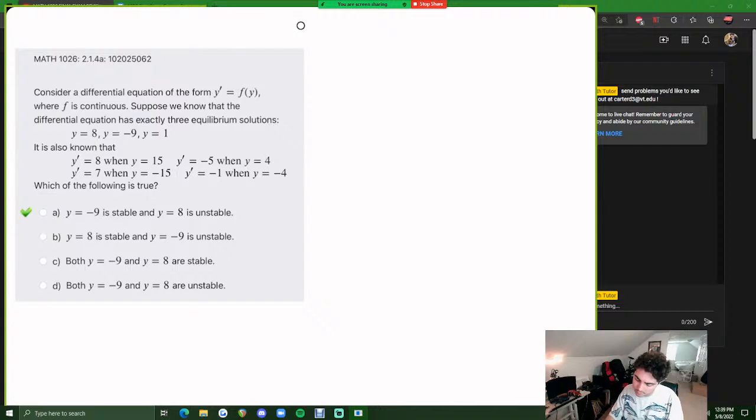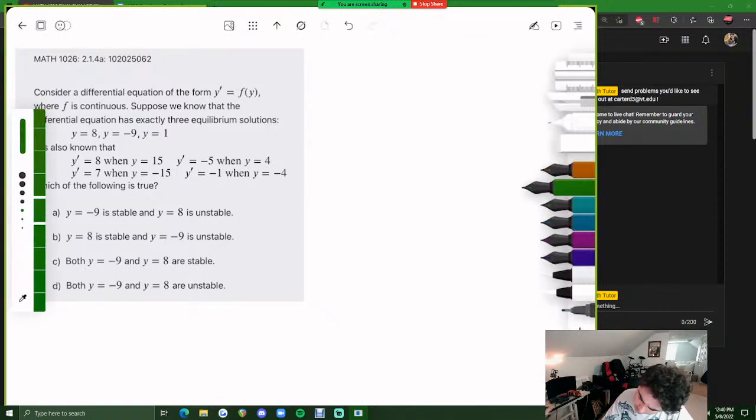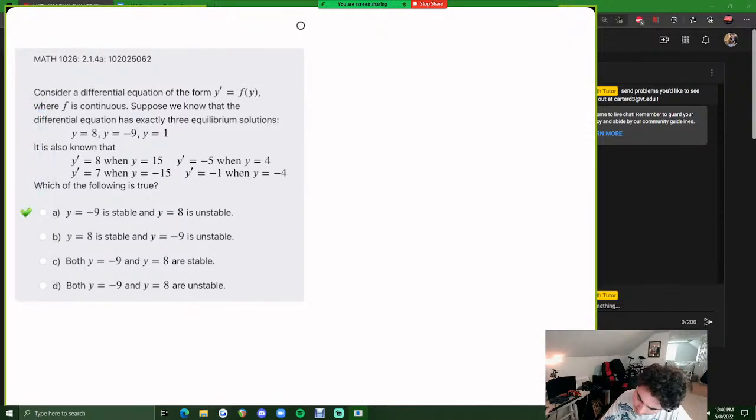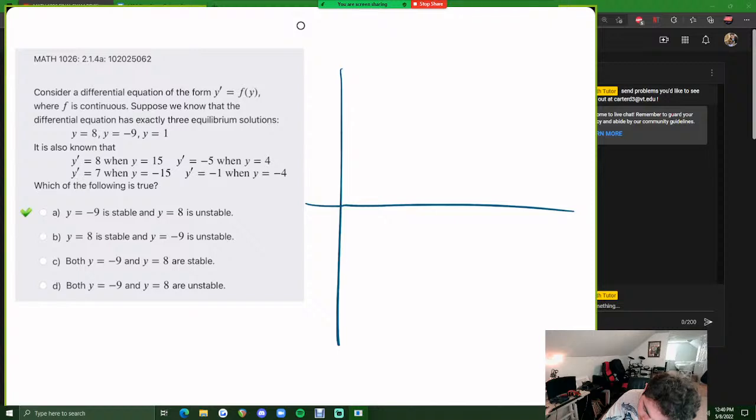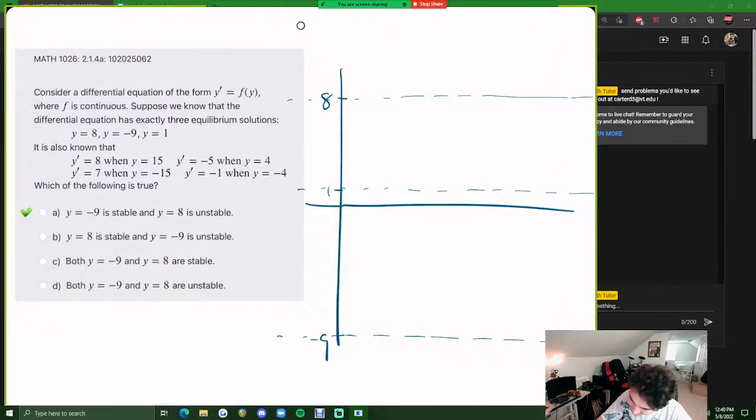All right, this is a great problem. I could totally see this on the final because it combines a lot of things. It combines slope fields, equilibrium solutions, as well as stable and unstable equilibrium solutions. So let's see what we can do. With this problem, they tell us that y equals 8, y equals 1, and y equals -9 are all equilibrium solutions, which means visually we are looking for those flat, horizontal slope field pieces.